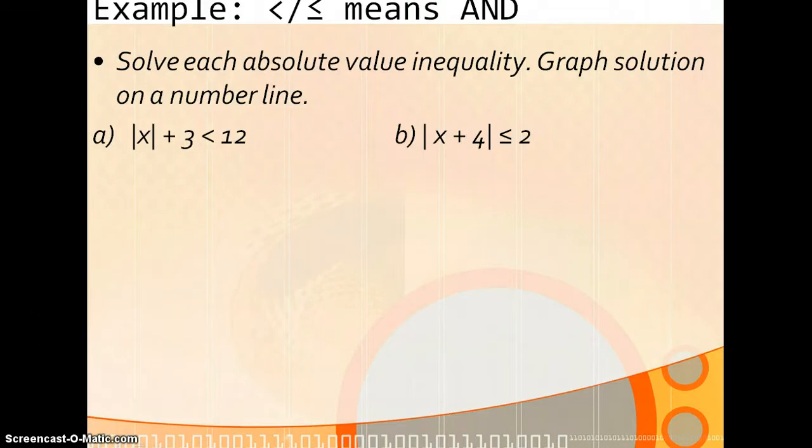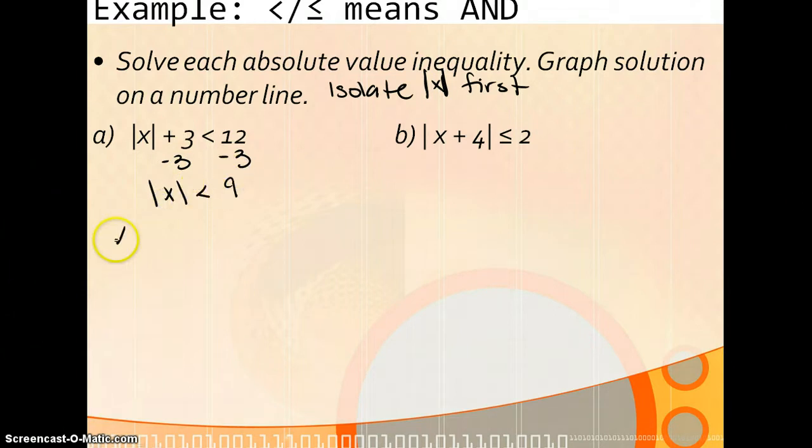So A has the absolute value of x plus 3 is less than 12. And again, anytime you're solving absolute value, the goal is to isolate the absolute value first before you start splitting, okay? So we're going to subtract 3 from both sides and get the absolute value of x is less than 9. Then you'll get x is less than 9 and x is greater than negative 9.